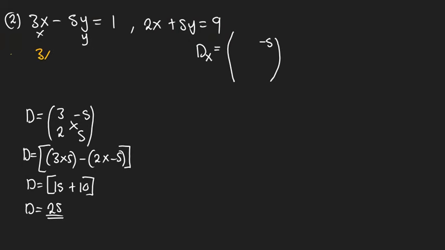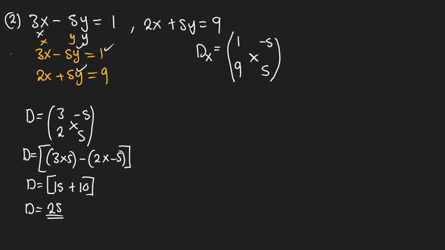So this is going to be your 3x minus 5y is equal to 1, right? Then this is going to be 2x plus 5y is equal to 9. So these are y's, then these are x's. We are trying to solve dx, so we get all the y's, which are these values. We do the opposite, so we get them. Then we replace the x's with the equals. So this is going to be 1 and a 9.